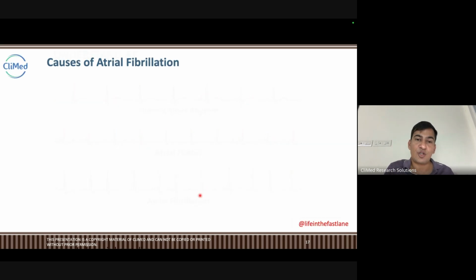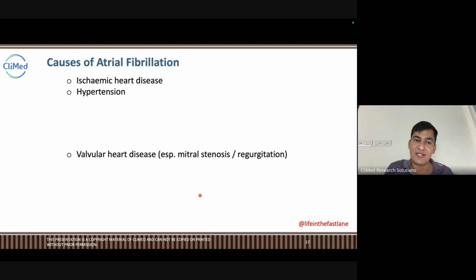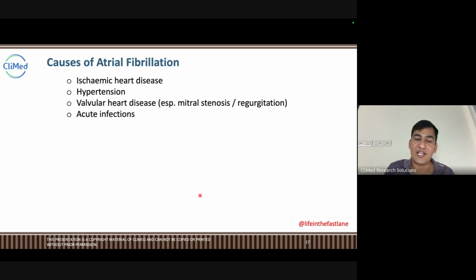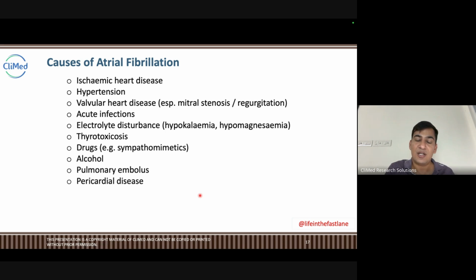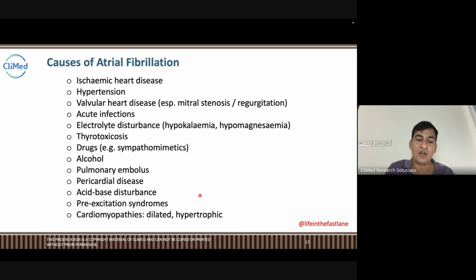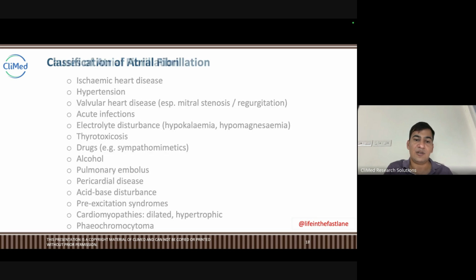Causes of atrial fibrillation: ischemic heart disease, hypertension, valvular heart disease usually, acute infections, electrolyte disturbances like hypokalemia and hypomagnesemia, thyrotoxicosis, drugs like sympathomimetics, alcohol consumption, pulmonary embolus, pericardial disease, acid-base disturbances, pre-excitation syndromes, and cardiomyopathies like dilated or hypertrophic cardiomyopathy. Pheochromocytoma is another reason for these things.